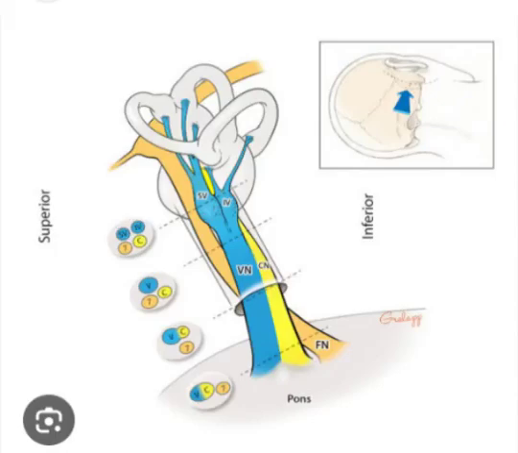Internal auditory canal, internal auditory meatus, internal acoustic canal.